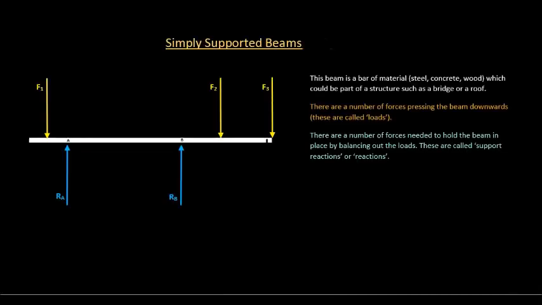Simply supported beams generally have forces acting from the top, which are called loads, pressing it down, and these are the yellow forces F1, F2, and F3, and forces acting from beneath to counterbalance the loads. These are called support reactions.